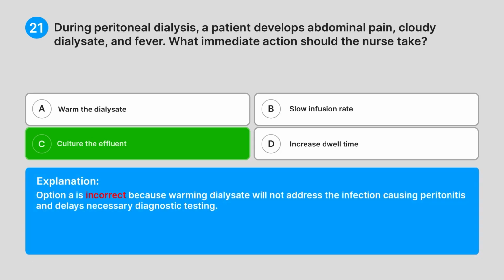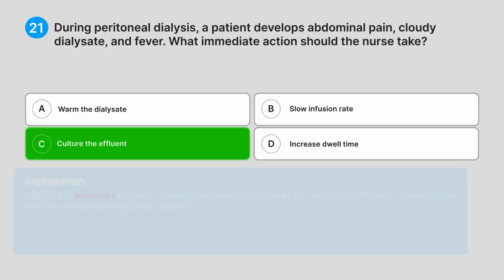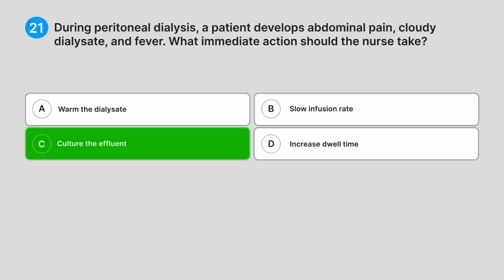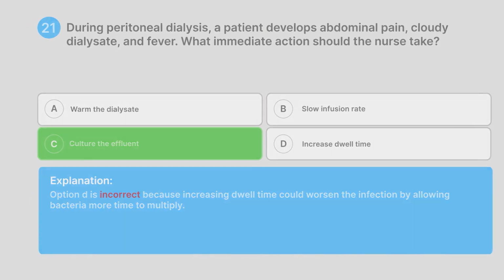Option A is incorrect because warming dialysate will not address the infection causing peritonitis and delays necessary diagnostic testing. Option B is incorrect because slowing the infusion rate does not treat the peritonitis infection that requires immediate antibiotic therapy. Option D is incorrect because increasing dwell time could worsen the infection by allowing bacteria more time to multiply.